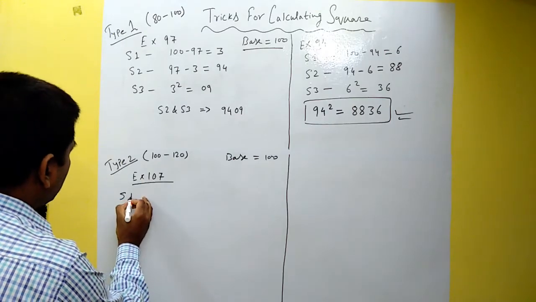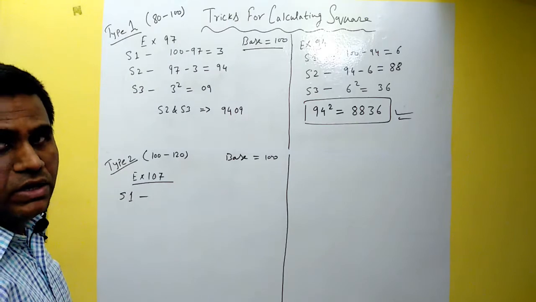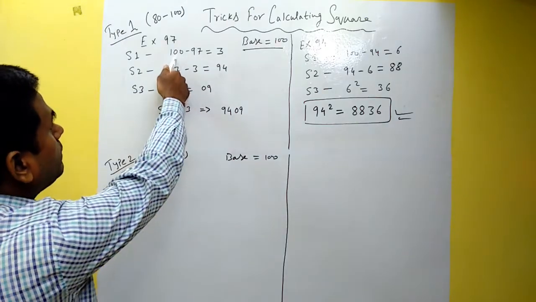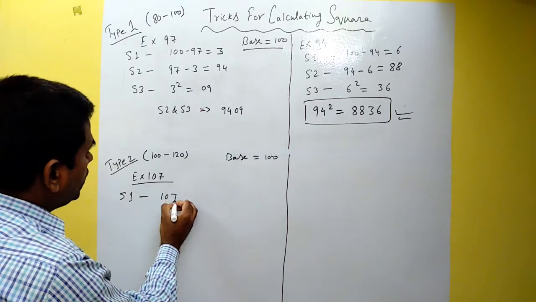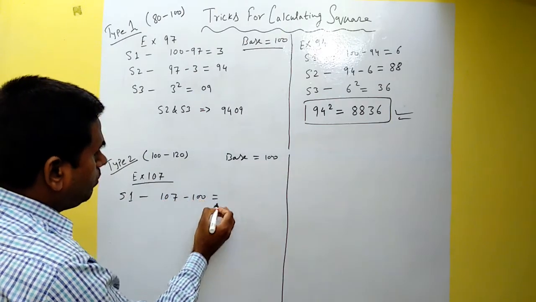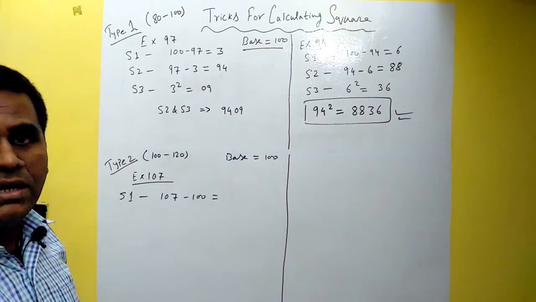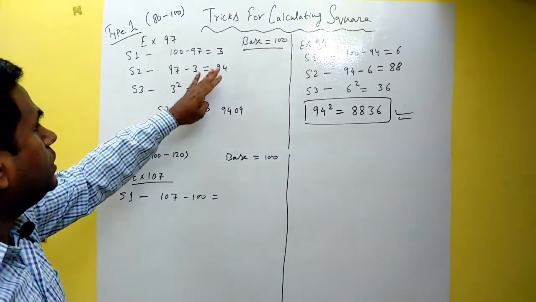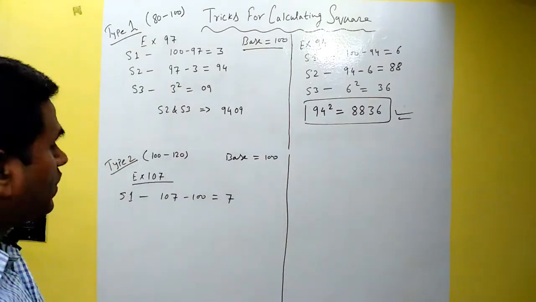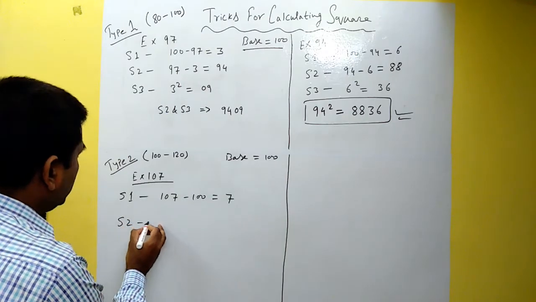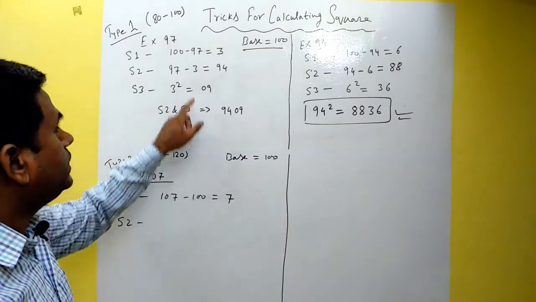What are we going to do in step 1? Same as what we have done here. Here we did 100 minus 97. Since this number is more than 100, we will do 107 minus 100. But the concept is that we have to find the difference between 100 and the number. Here also we have found the difference, which gives the result 7. So step 1 is conceptually the same; we are finding the difference, only the arrangement changes.